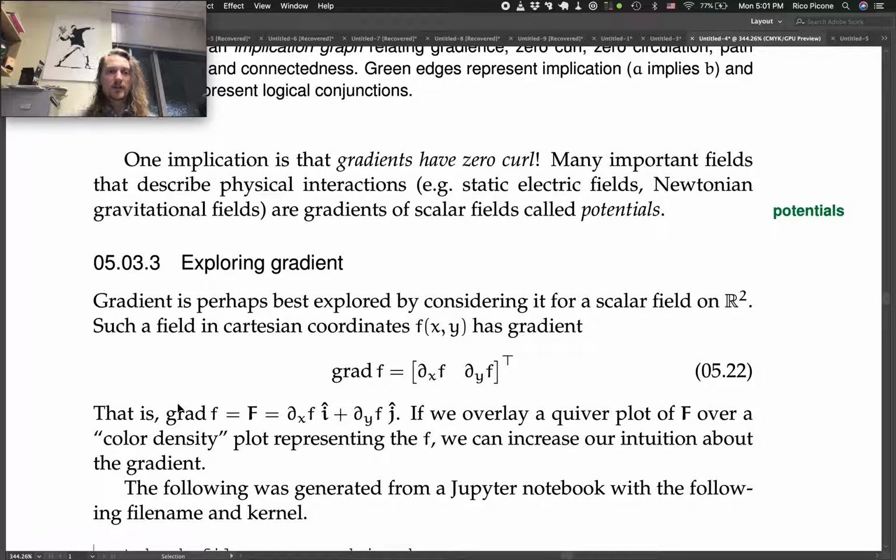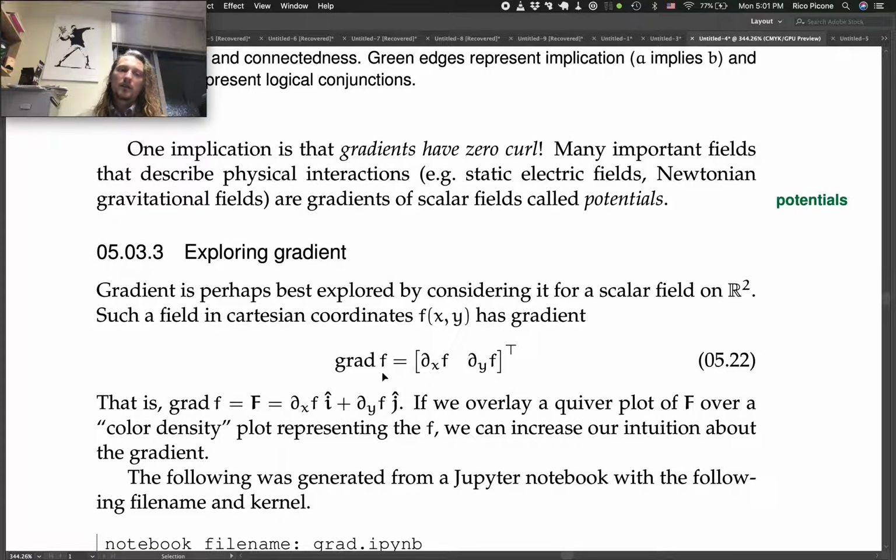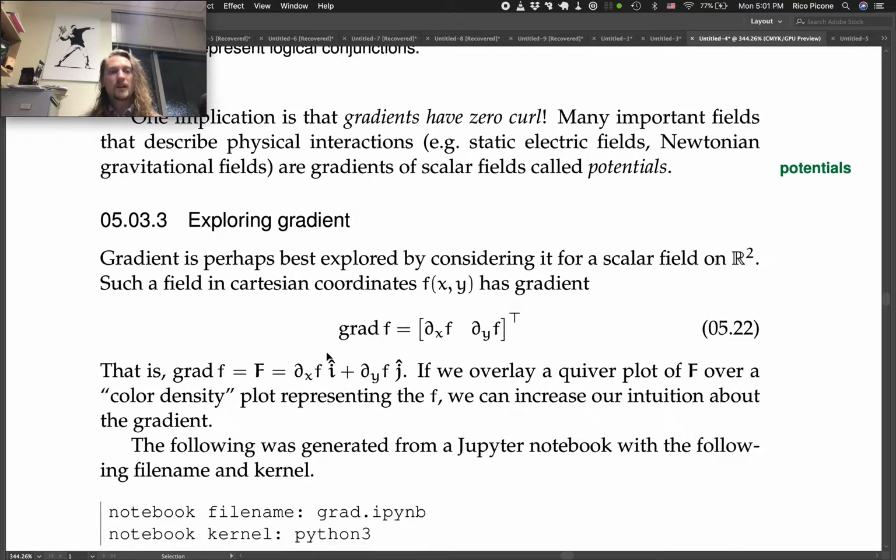Such a field in Cartesian coordinates has gradient. So grad of the scalar field is the partial of f with respect to x in the x direction, the partial of f with respect to y in the y direction. That is, grad f is this expression with i j components.